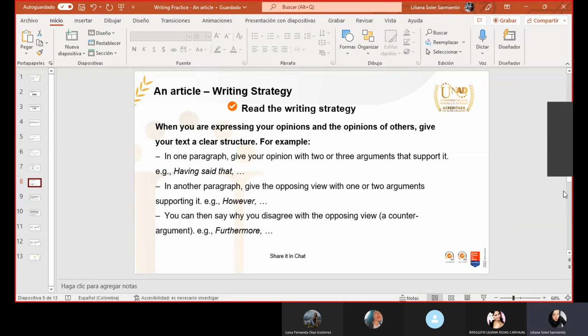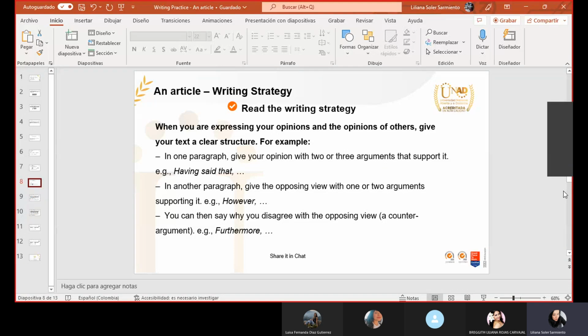Hersain, could you read the last tip? Yes. You can then say why you disagree with the opposing view, between brackets, a counter argument, e.g., furthermore. Yes, exactly. This part is about your personal opinion, which could be the opposite of the opinion of another person. A counter argument.